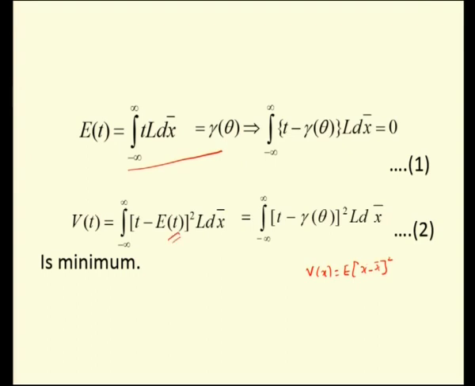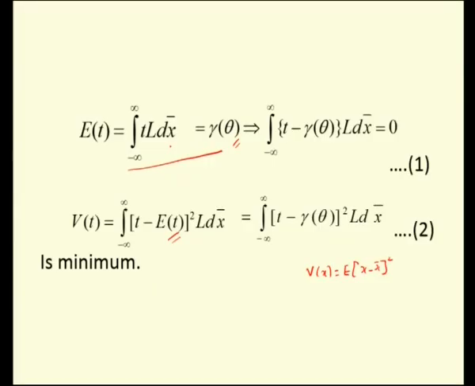Now, expectation of t through this equation is nu of theta. So, the integral of (t minus nu of theta) the whole square times L dx bar has to be minimum. So, this is the method of minimum variance unbiased estimator. Now, I have used in this equation L dx bar. So, here I have taken the likelihood function for n random samples.